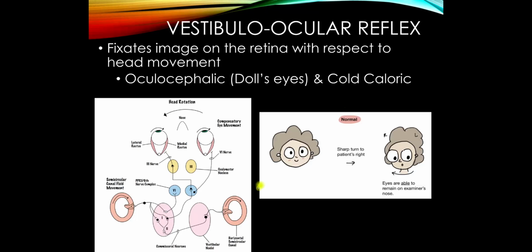Later we will talk about another way to stimulate this pathway, through cold calorics, where we irrigate the ear with cold water, ice water, and that has an effect to stimulate flow here in the semicircular canals.